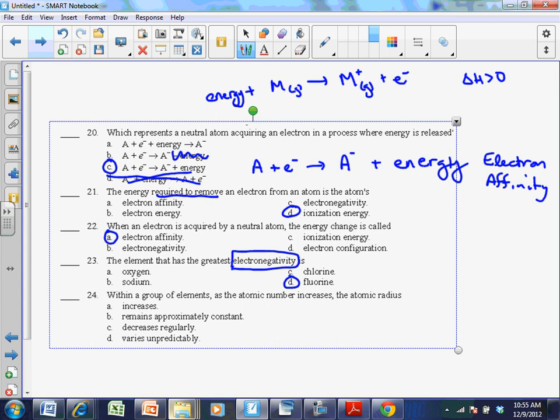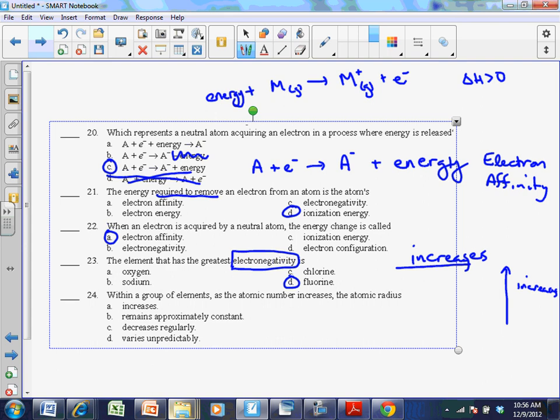So fluorine is the most electronegative element on the table. Remember, electronegativity, the trend is it increases this way on a period, and that's because nuclear charge is increasing. And then it increases this way in a group because the atom size is smaller, so it's easier for the nucleus to attract electrons to it, so it increases this way.